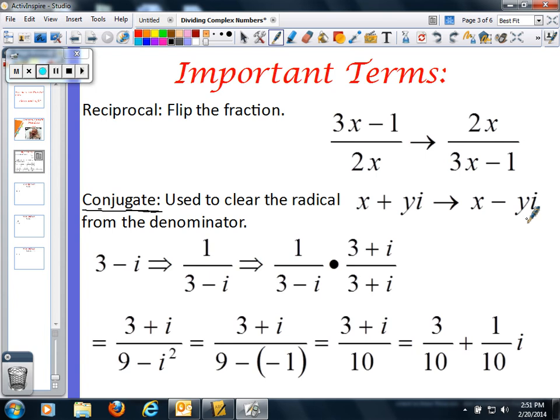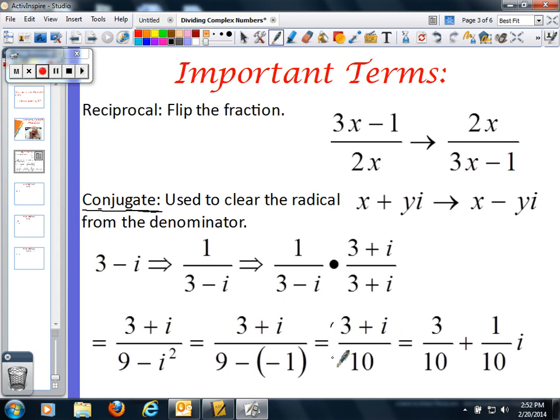Okay, so if I give you 3 minus i and I tell you to find the reciprocal, well, that's going to be 1 over 3 minus i. Well, I can't have i in the denominator because it's a radical. It doesn't appear to be a radical, but you guys know that it is. So I have to multiply by the conjugate. So the conjugate of 3 minus i is 3 plus i, and you're going to multiply top and bottom by that. That's going to give you 3 plus i over 9 minus i squared, which equals 3 plus i over 9 minus negative 1, which gives you 3 plus i over 10.